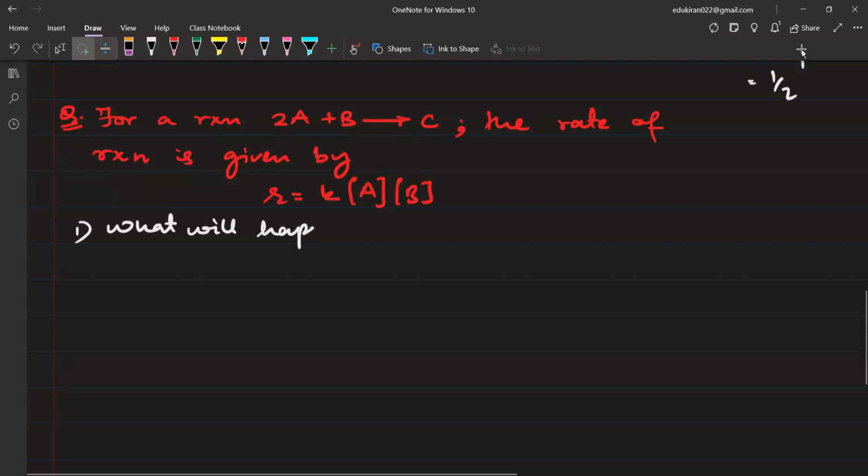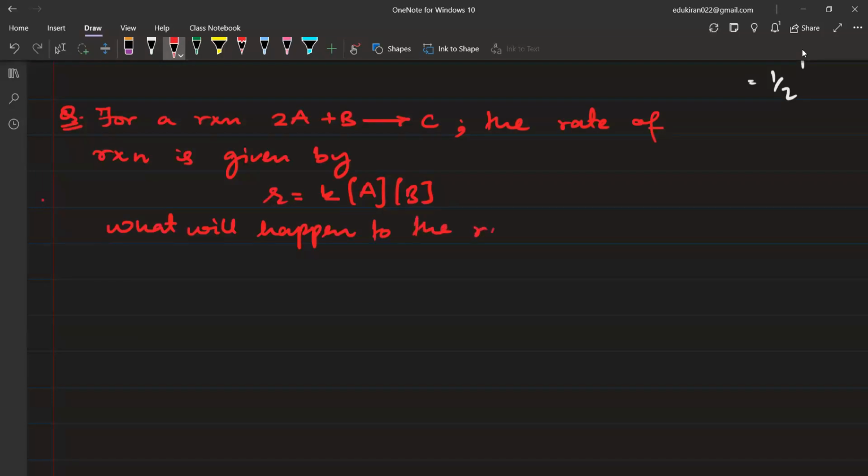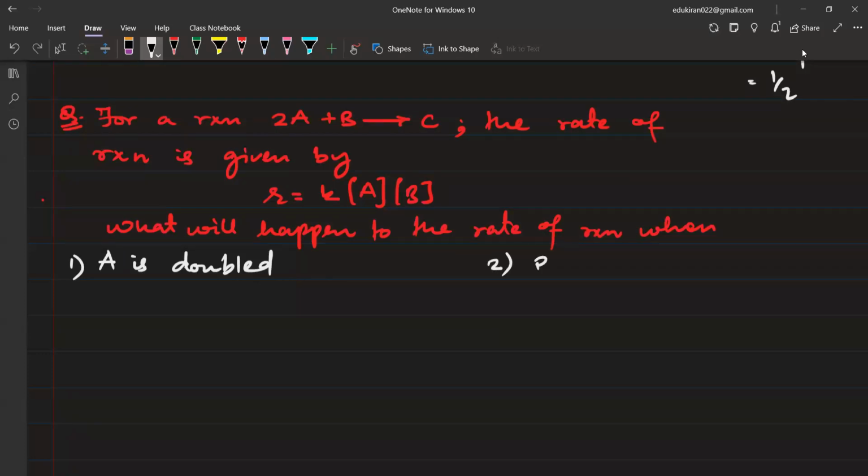Question, what will happen to the rate of reaction when, number 1, A is doubled, and B, sorry, second, B is tripled. Okay. We will tell you two methods.